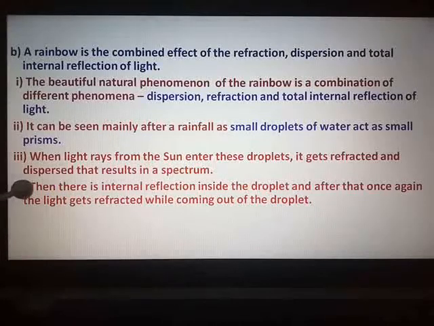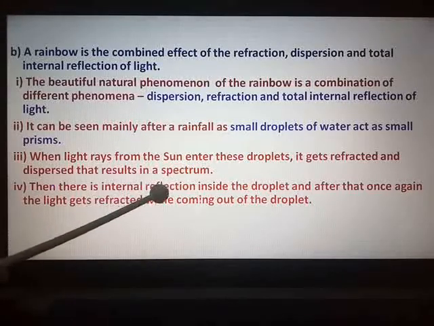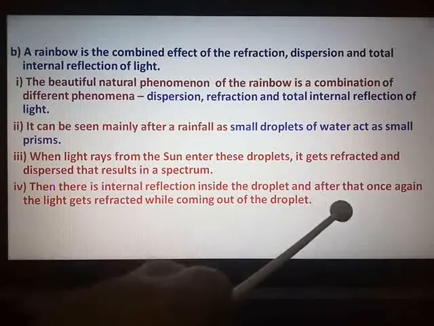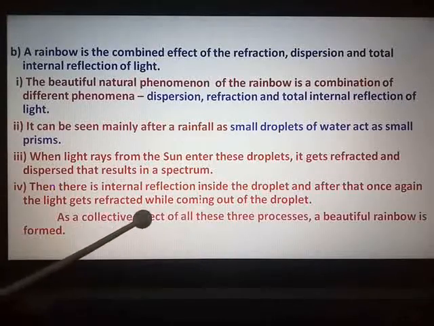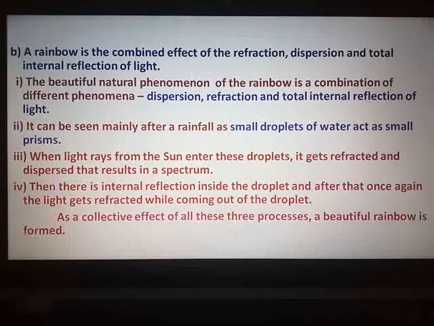Finally, fourth point, then there is internal reflection inside the droplet, and after that once again the light gets refracted while coming out of the droplet, and as a collective effect of all these processes a beautiful rainbow is formed. And also I had informed you, when any question for 3 or more than that marks is asked on rainbow, you have to draw figure 6.10, that is the rainbow production from the textbook. Up till here we have completed in our previous session.